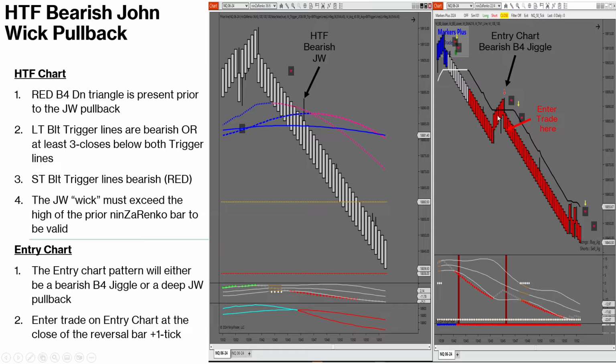All right, so this looks just like the bearish B4 jiggle over here on the entry chart, and we're going to enter. Trend magic stays black during the pullback for this, and we just enter on the down close plus a tick. All right.